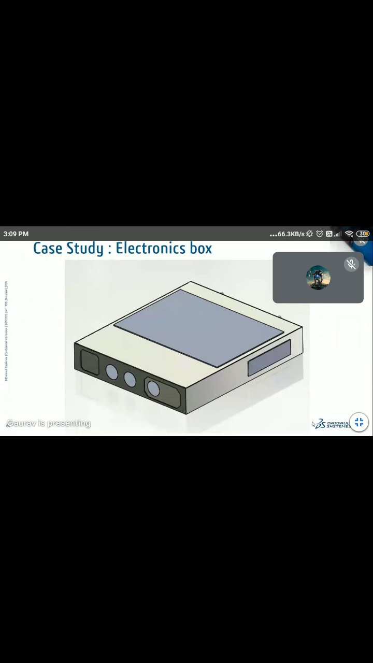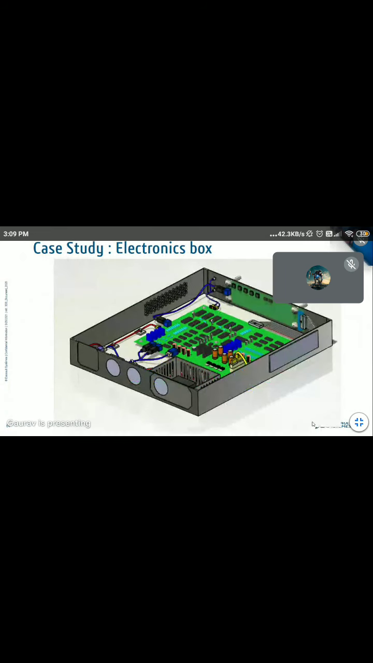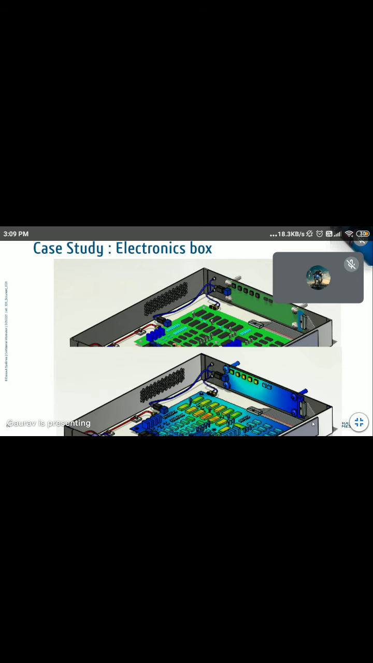So this was a very interesting example of this electronic box, right? Designing of this sheet metal electronic box is very important because we need to be sure all the electronic components are mounted inside this casing, as well as heat is dissipated correctly away from this box, right?